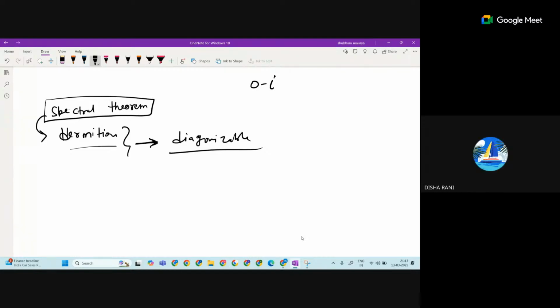Okay, sir. And you can add from my side also: a unitary matrix is also always diagonalizable. This is not guaranteed by the spectral theorem in the same way, but you can check that a unitary matrix is also always diagonalizable.